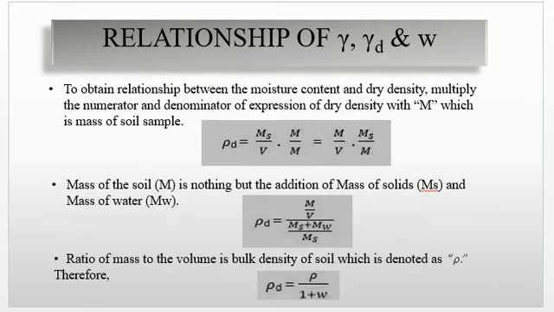Now, to obtain the relationship between the moisture content and the dry density, multiply the numerator and denominator of the expression of dry density by the total mass, which is denoted by capital M. So the density of dry soil is the mass of dry soil over the total volume, into mass over mass. That gives mass over volume, into mass of solids over mass.